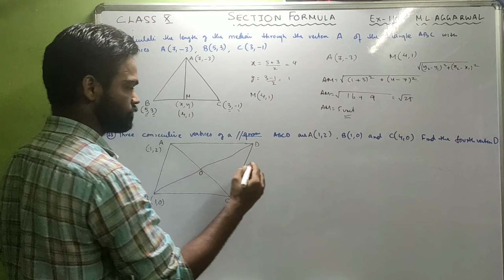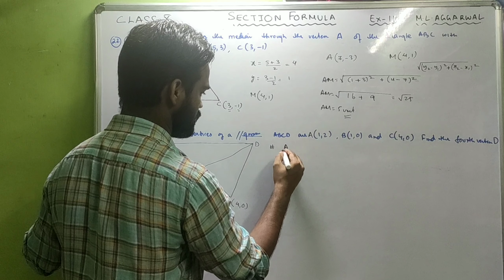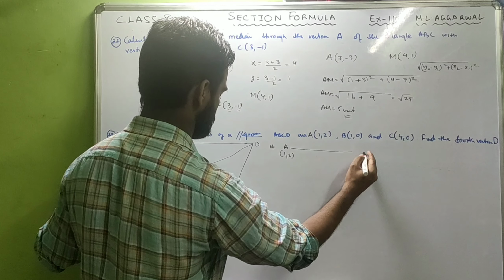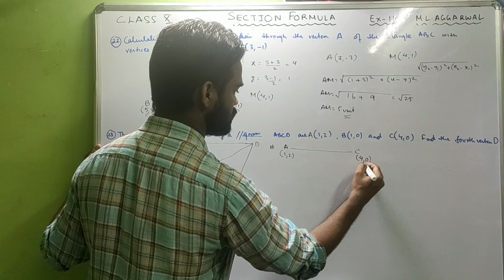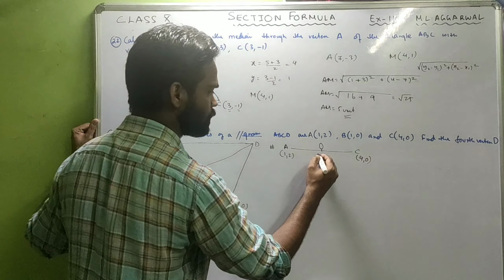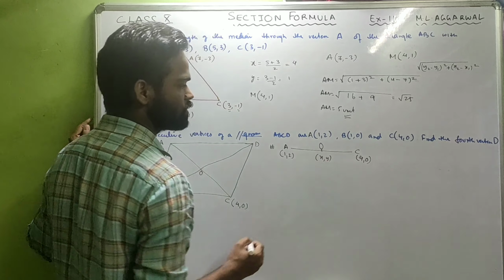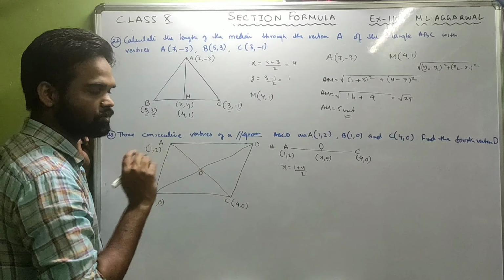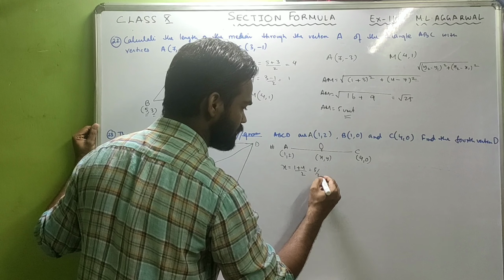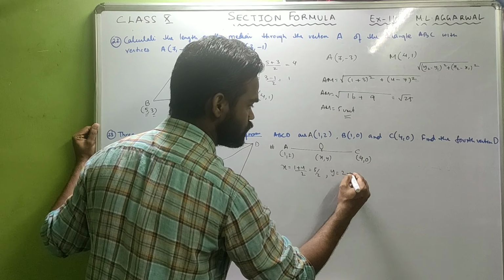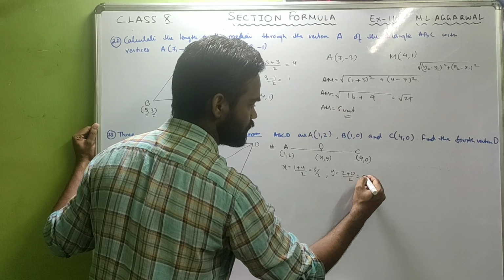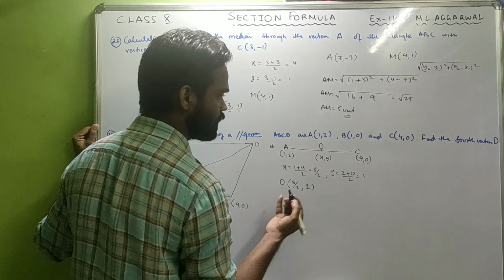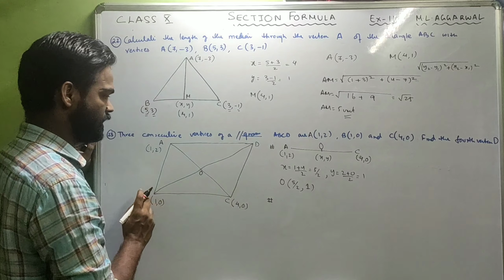Which means for AC, O is the midpoint, and for BD also O is the midpoint. First find O. A is 1 comma 2 and your C is 4 comma 0, and this is your O. Suppose this is x comma y. O is the midpoint, so x will be 1 plus 4 by 2, x1 plus x2 by 2, that's 5 by 2, and your y will be 2 plus 0 by 2, that's 2 by 2, that's 1, which means the coordinate of O is nothing but 5 by 2 comma 1.